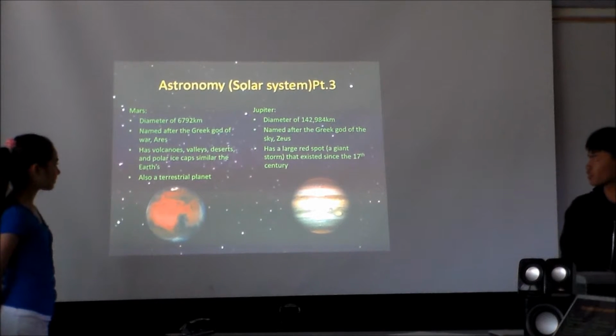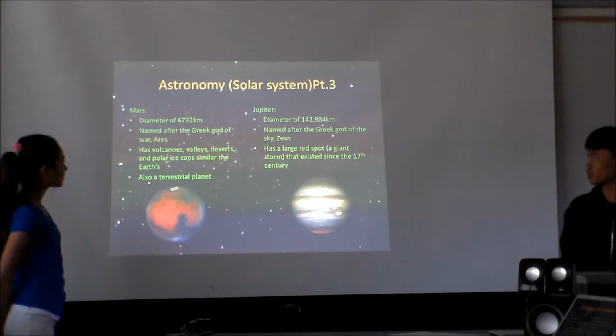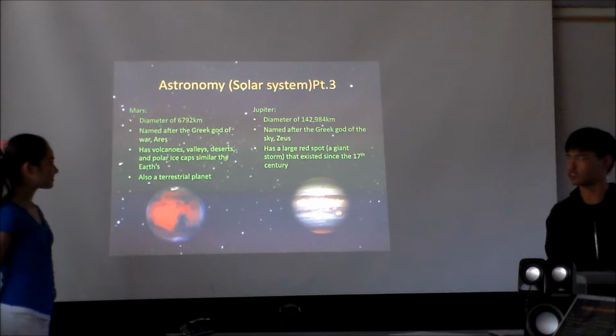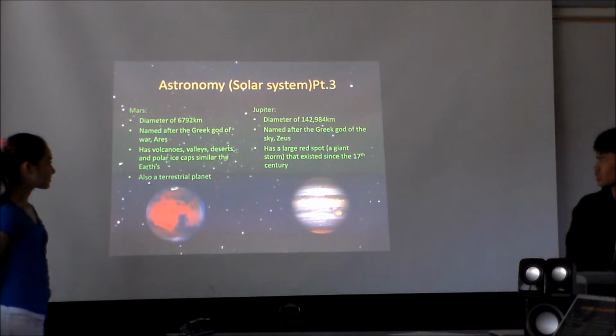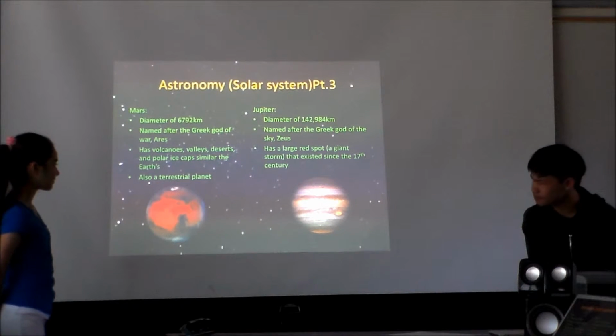And Jupiter has a diameter of 142,984 kilometers. It's named after the Greek god of the sky, Zeus. It has a large red spot, which is a giant storm that has existed since the 17th century.